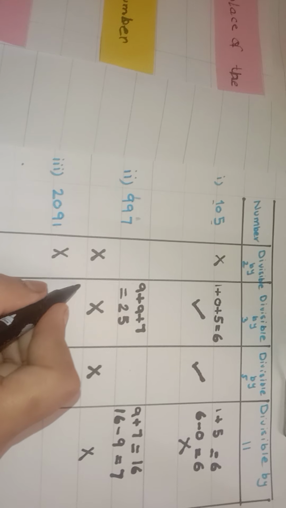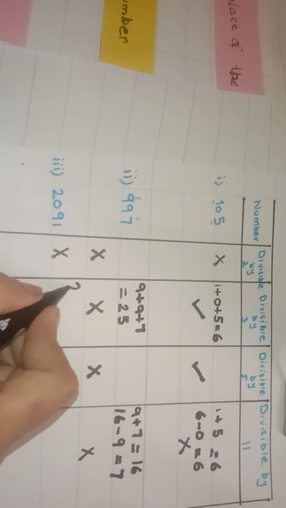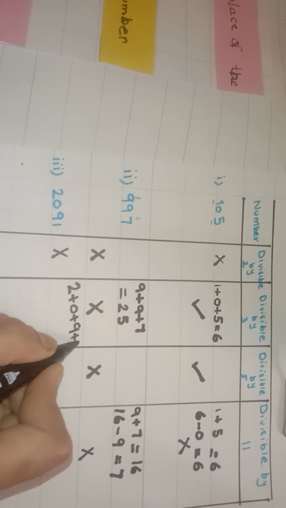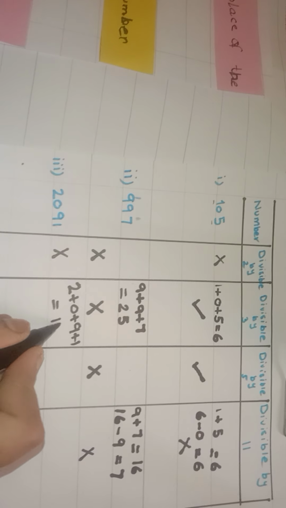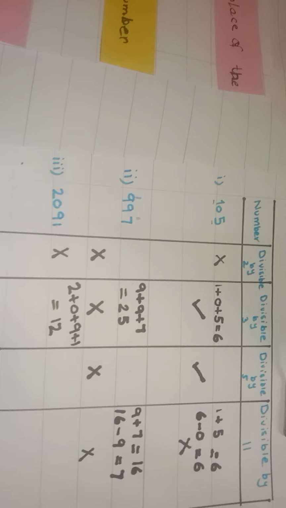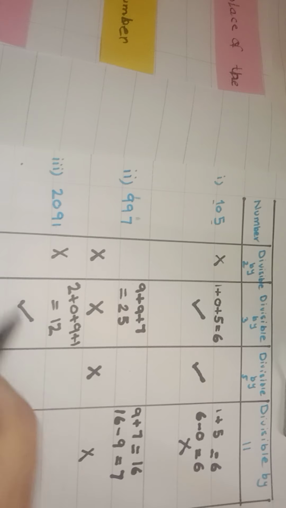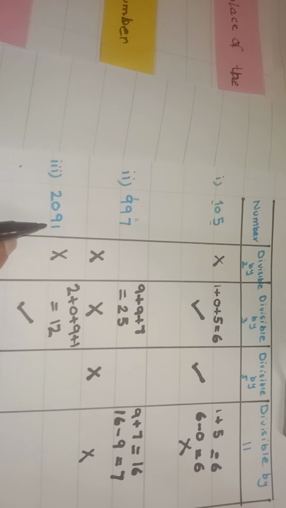Here we will find a sum. 2 plus 0 plus 9 plus 1 is equal to 12. 12 is a multiple of 3, so it means it is divisible by 3. For 5, the last number should be 0 or 5, so we will place a cross because it is 1.